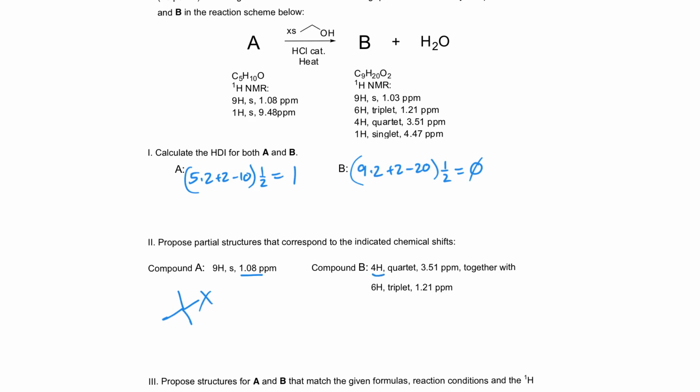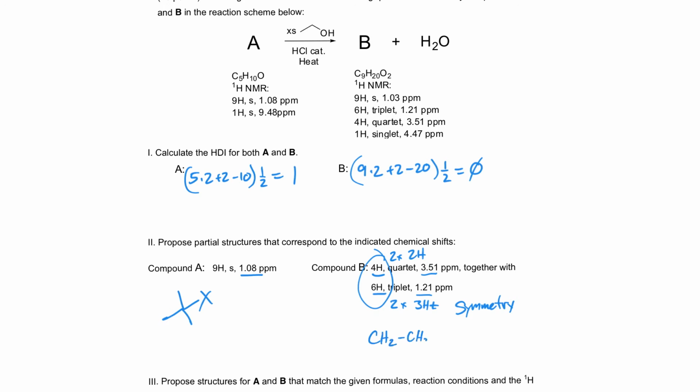We are given a 4-hydrogen quartet and a 6-hydrogen triplet. And so the quartet is at 3.51, the triplet's at 1.21, and of course we can't have a CH4 or a CH6 functional group in our molecule. So maybe this is actually 2 2H quartets, and this is 2 3-hydrogen triplets. So that means I have some symmetry, and I have some equivalent groups here. And a 2-hydrogen quartet means I have a CH2 that's next to a CH3.